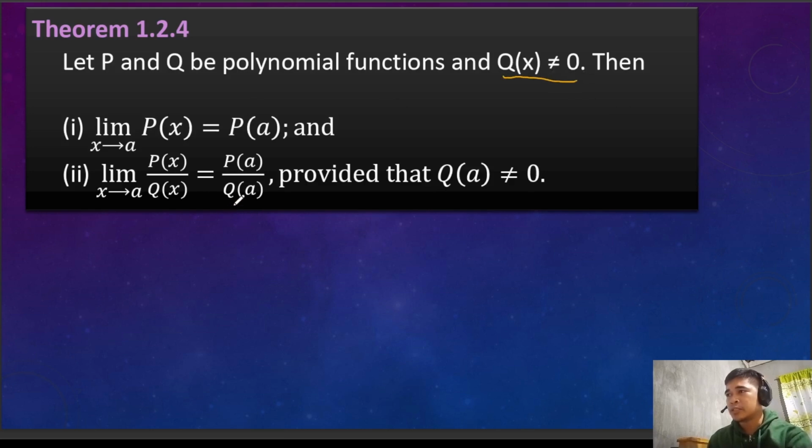Because if q of x in the second theorem is equal to 0, it will become undefined. So number 1, the limit of p of x as x approaches a is equal to p of a. Theorem 1.2.1, number 1: the limit of p of x over q of x as x approaches a is equal to p of a over q of a, provided that q of a must not equal 0, because it will become undefined if the denominator is equal to 0.